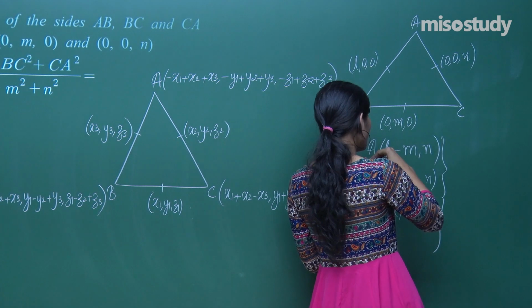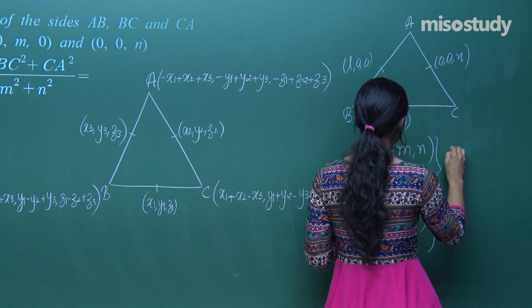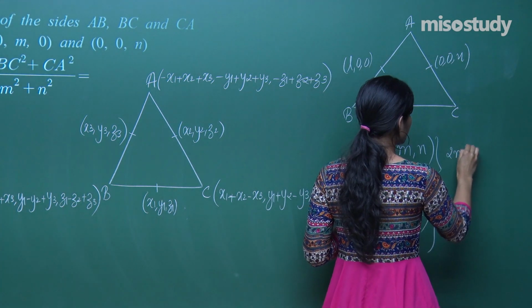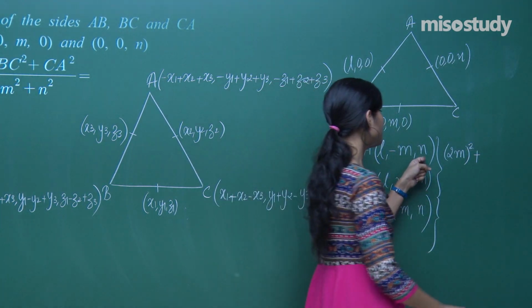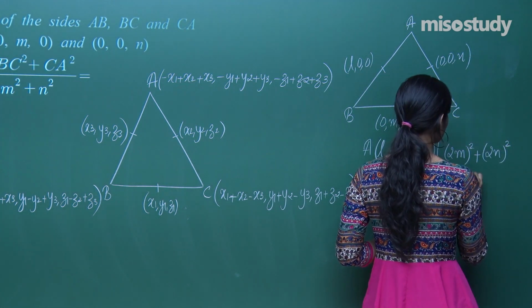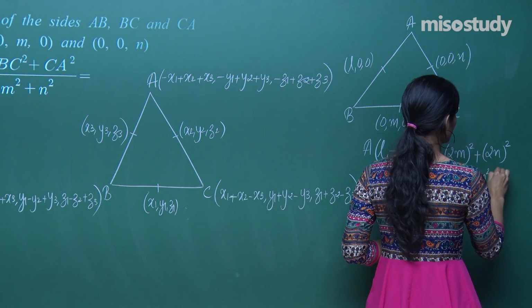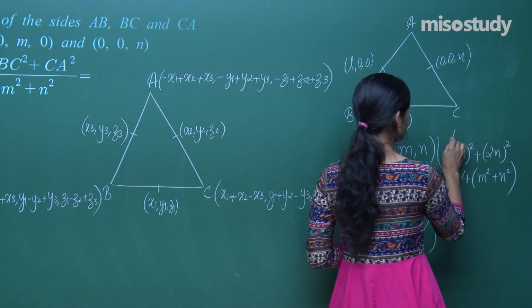AB square is (l minus l) whole square plus (0) square plus (m minus minus m), so 2m whole square, plus (n minus minus n), so again 2n whole square. So this comes out to be 4 times (m square plus n square). This is AB square.